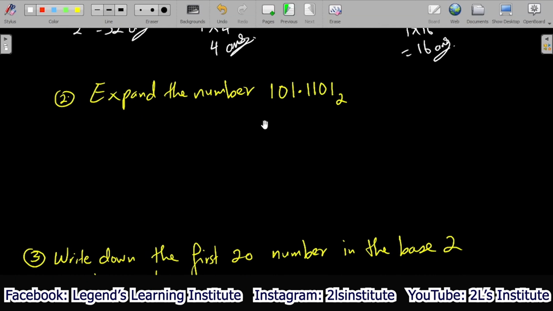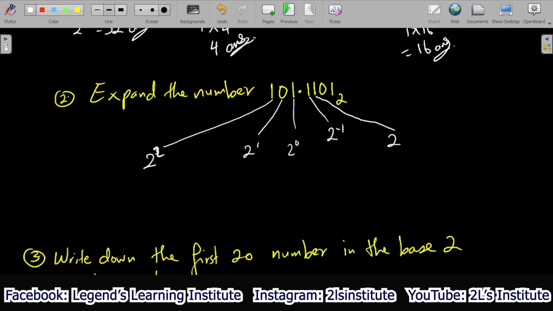Then number 2 asks, expand the number 101.1101 base 2. So again, we have to identify the place values. So we have here, this one is 2 to the power of 0, right? Then this is 2 to the power of 1, and this is 2 to the power of 3. Okay, this is 2 to the power of 2 actually. So 2 to the power of 0, 2 to the power of 1, 2 to the power of 2. This one is 2 to the power of negative 1, right? Then this one here is 2 to the power of negative 2, and then we have 2 to the power of negative 3, right?